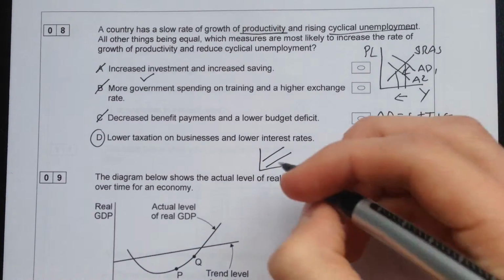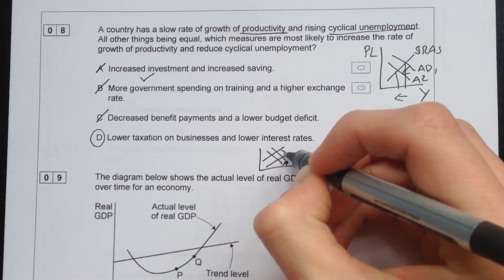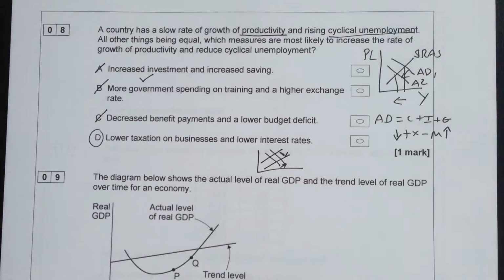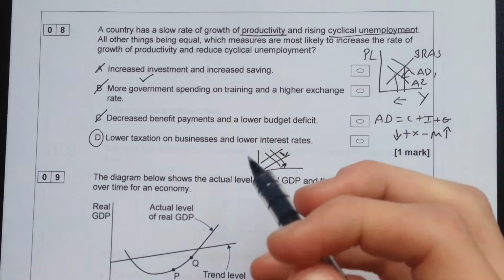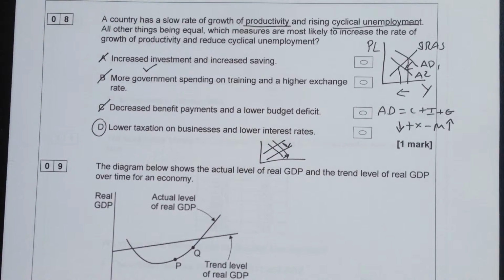So that would cause our economy to produce more, which will get rid of the cyclical issues. So it would move maybe into a growth phase. So that would address that. And the productivity, because there's lower interest rates, could come from investment. So the best answer for that one is D. Okay.